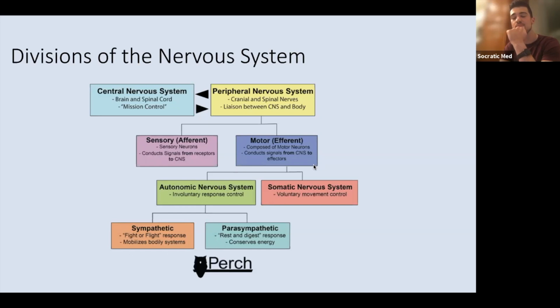So those motor neurons can be further divided into two more categories, the autonomic nervous system and the somatic nervous system. So the autonomic, as it says, is the involuntary response. That's your sympathetic and your parasympathetic responses, fight or flight. It mobilizes bodily systems, and parasympathetic is the rest and digest response, which conserves energy.